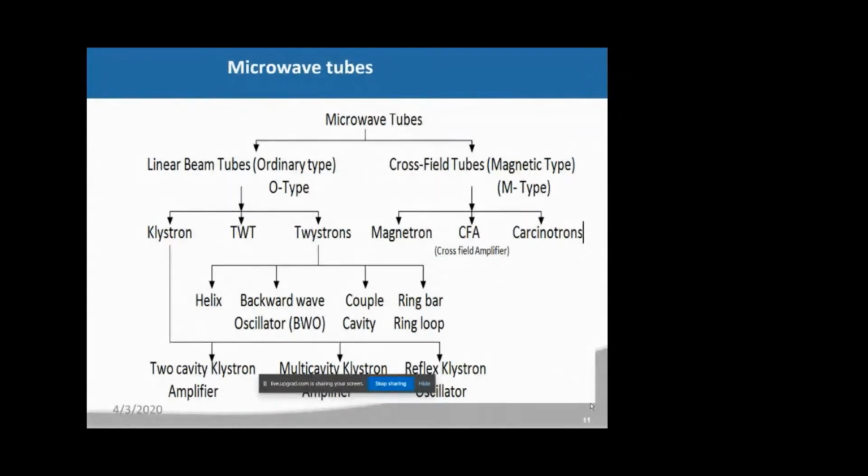Now in our syllabus, we have to discuss the two cavity klystron, reflex klystron, traveling wave tube, that is TWT, magnetron, and backward wave oscillator. These are the five things, and we'll see their principles, operation, construction, various parameters, and application part. Now let us start with this two cavity klystron.